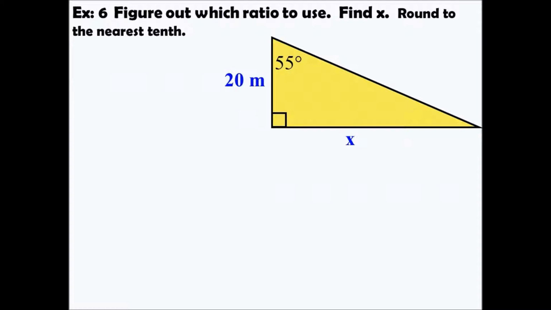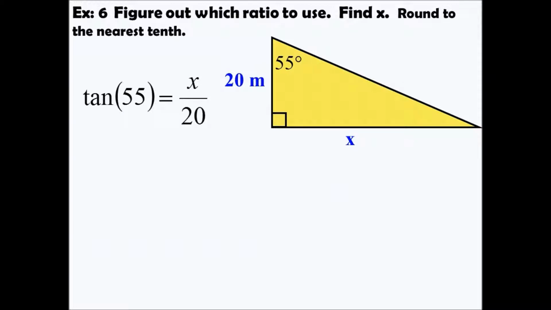Figure out which ratio to use. Find x and round to the nearest tenth. Here we have a right triangle. One of the measurements is 55 degrees. The side across from 55 degrees is x. Therefore, x represents the opposite side. The side adjacent to the 55 degrees is 20 meters. Therefore, the trig function which relates the opposite side with an adjacent side to an angle is tangent. So tangent of 55 is equal to x divided by 20.